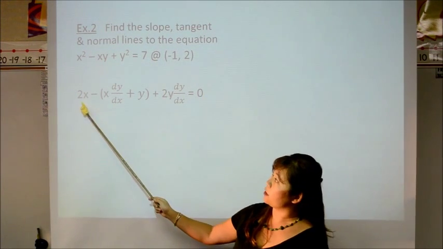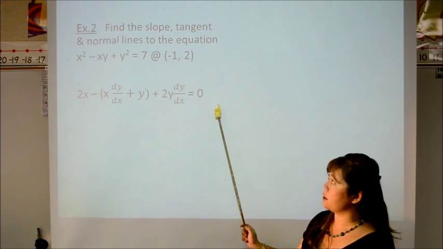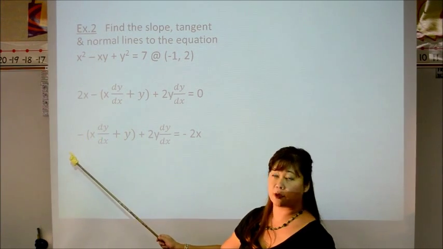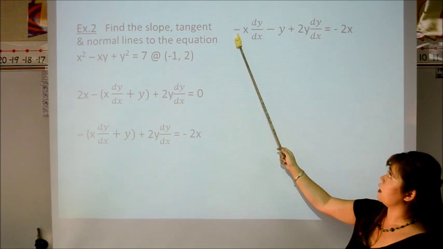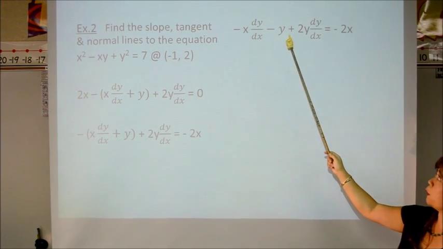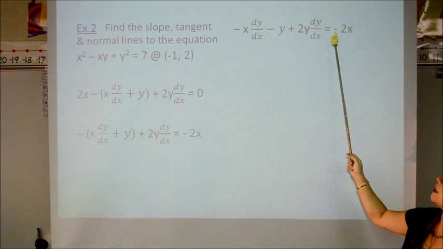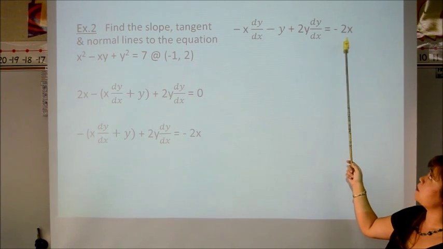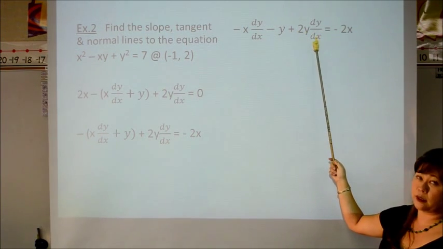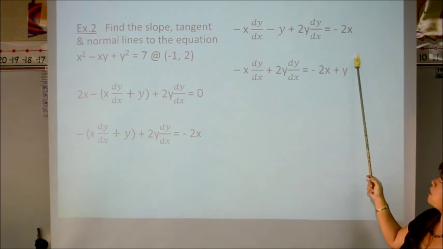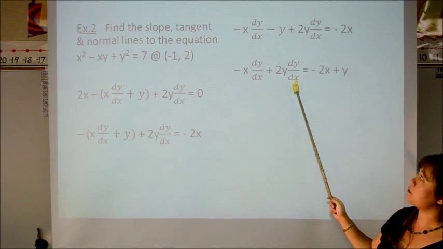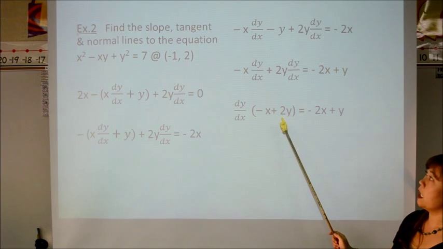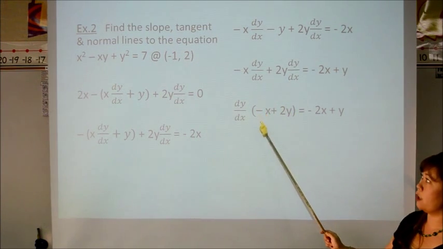So now I'm going to go ahead and bring the 2x over on the other side of the equal sign. So we're going to subtract it on both sides of the equal sign. I'm going to distribute this negative into the parentheses so I can drop the parentheses. So if we distribute that, we get negative x dy over dx minus y plus 2y dy over dx equals negative 2x. So I see that this right here, the negative y, should probably be on the other side because all the dy and dx's are on this side of the equal sign. So we're going to bring that y over by adding it to both sides, so that looks something like this. Now we can factor out a dy over dx. We factor it out, we get negative x plus 2y right there, and we're going to divide both sides by this right here to get dy over dx by itself.